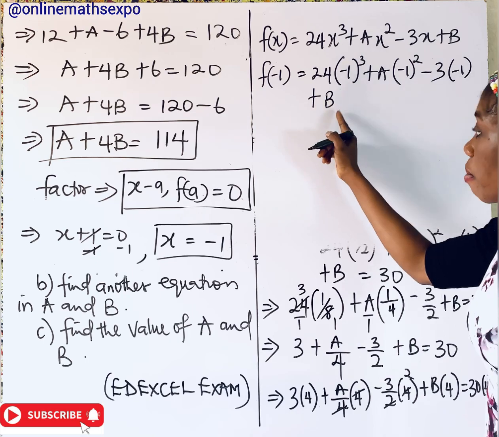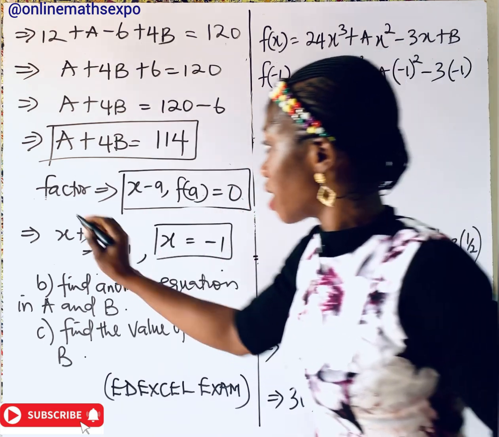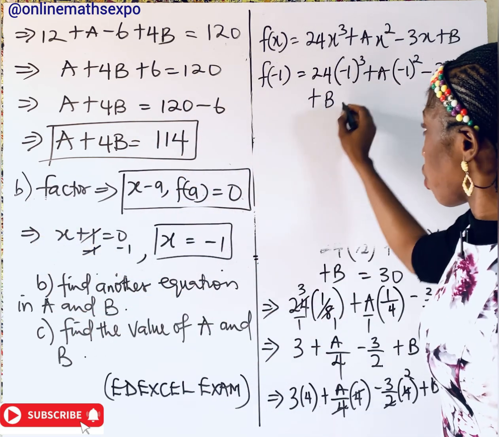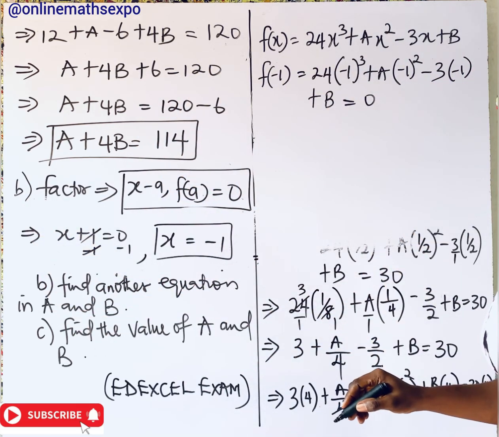And remember we said (x + 1) is a factor. Please remember, this is part of the B section, okay? So if it's a factor, that means it should be equal to 0. I hope that is clear.